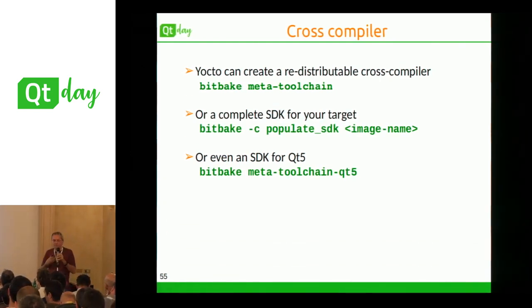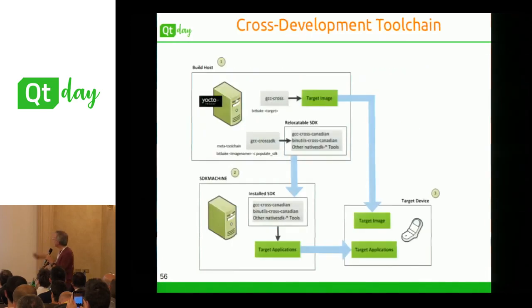So I am the system integrator. I am responsible for providing you a meta-toolchain or a meta-toolchain-qt5. Using this command, I can generate the redistributable toolchain for all the developers in my company, and they can work in this way. I am the Yocto project manager releasing the image on the target system.